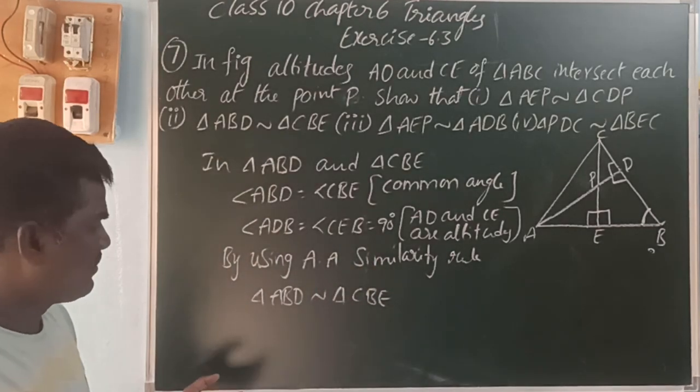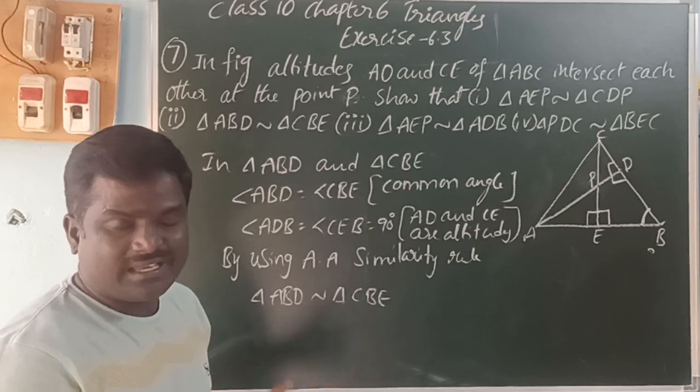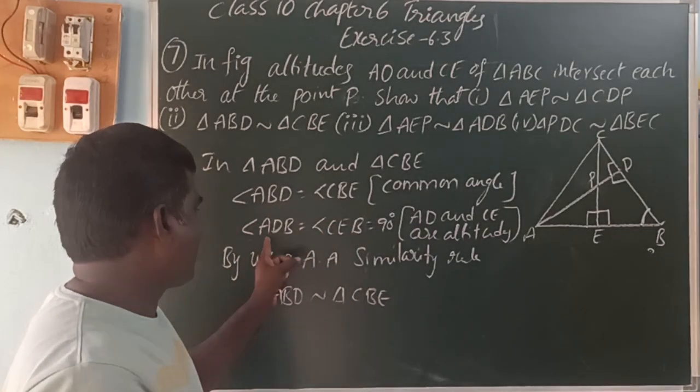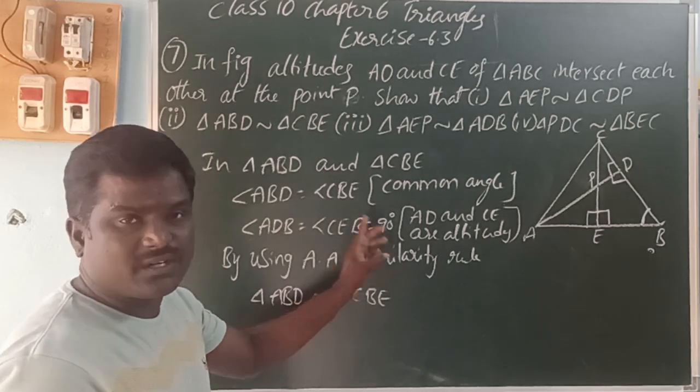So how similar? By using angle. Angle B is a common angle, and angle ADB is equal to angle CEB, which is equal to 90 degrees.